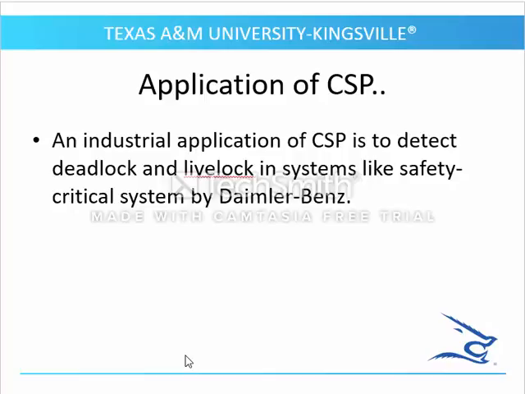Deadlock is a situation in which two or more processes are unable to proceed because each is waiting for the other to do something. Livelock is similar to deadlock but slightly different. It is a situation in which two or more processes continuously change their state in response to changes in the other processes without doing any useful work.